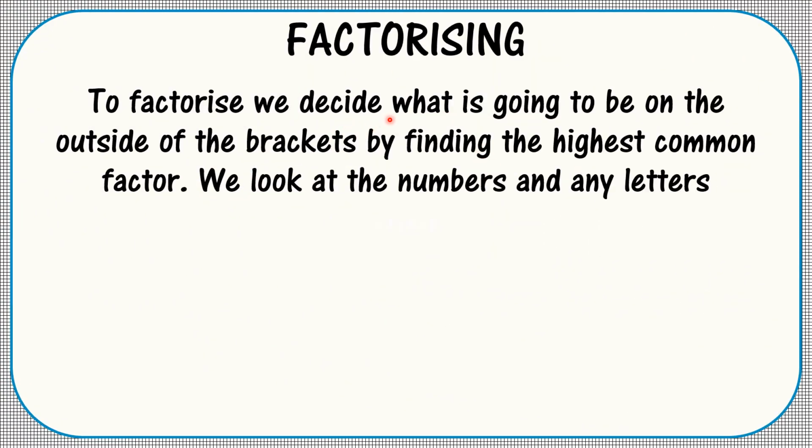To factorize, we decide what is going to be on the outside of the brackets by finding the highest common factor. If you do not know what highest common factor is, you can go back to one of my previous videos where I explained this. We then look at the numbers and any letters. So for example, we have 8x plus 20. What you need to look at are the numbers first of all. What is the highest common factor of 8 and 20? So basically, what is the biggest number that goes into 8 and goes into 20? What you should know is that it is 4. So this 4 will go outside the bracket. Then you will put the brackets.